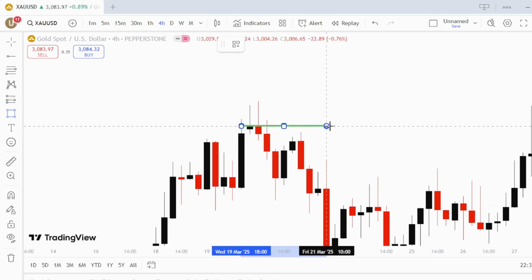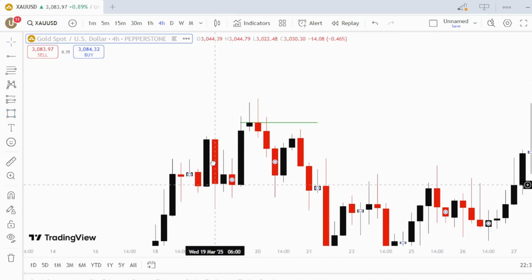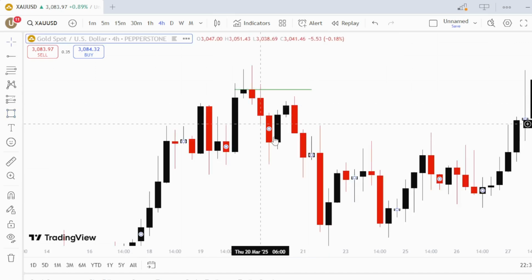Let's mark it. Yes, you see, when this level was created, this is H4. Then price came to touch it. When price touched it, what happened? The price rejected that zone. And what happened thereafter? You see, price goes down. So that is the effectiveness of what we're saying. When an SNR level is still fresh, price tends to respect it, and not all the time, but most of the time, price tends to respect it.